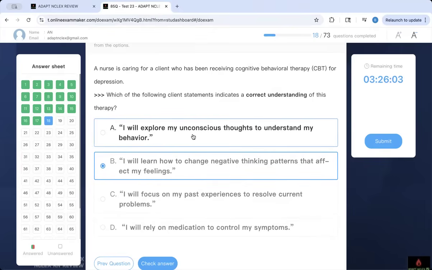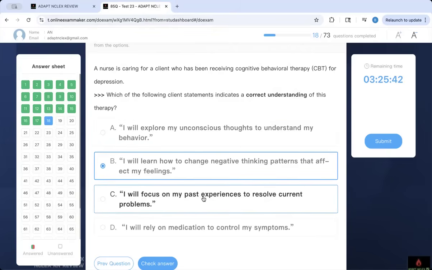I will explore my unconscious thought. It does not think about changing your behavior, it's about understanding my behavior, right? You are understanding it. I will explore it. No, you're changing. That's the key. Not exploring your unconscious, your conscious, you can't get there. You want to know what you understand.